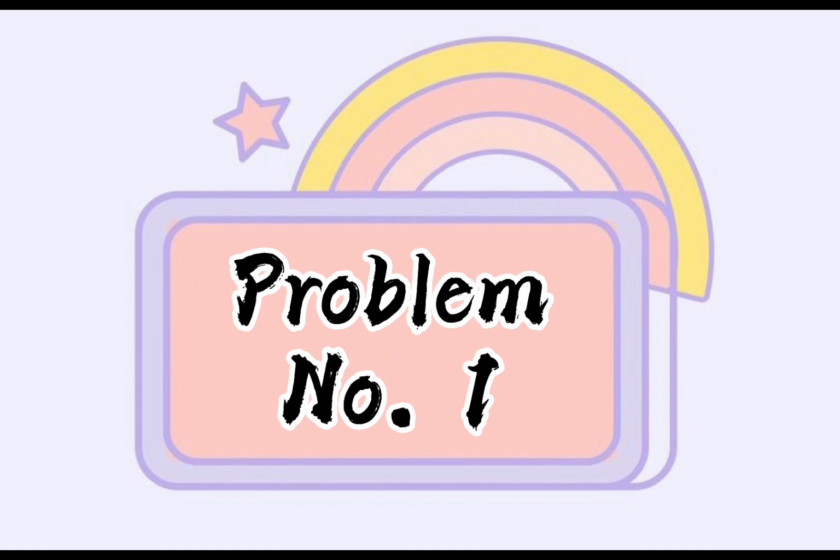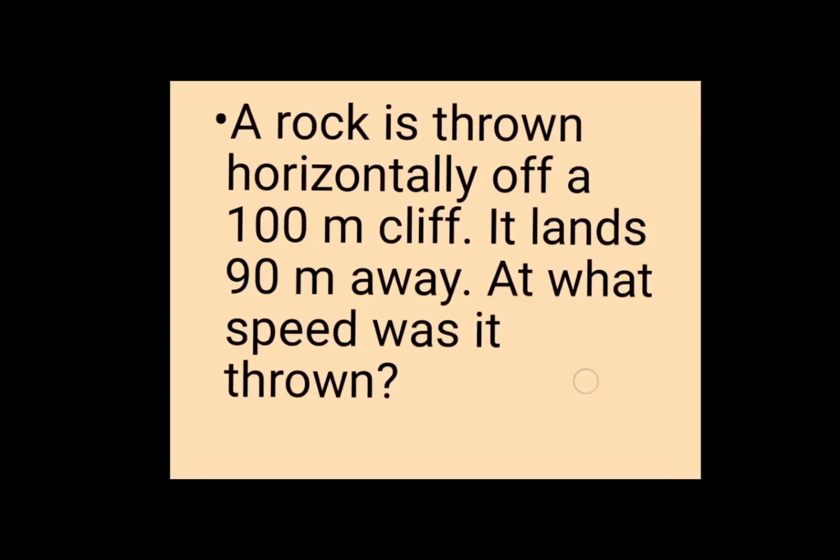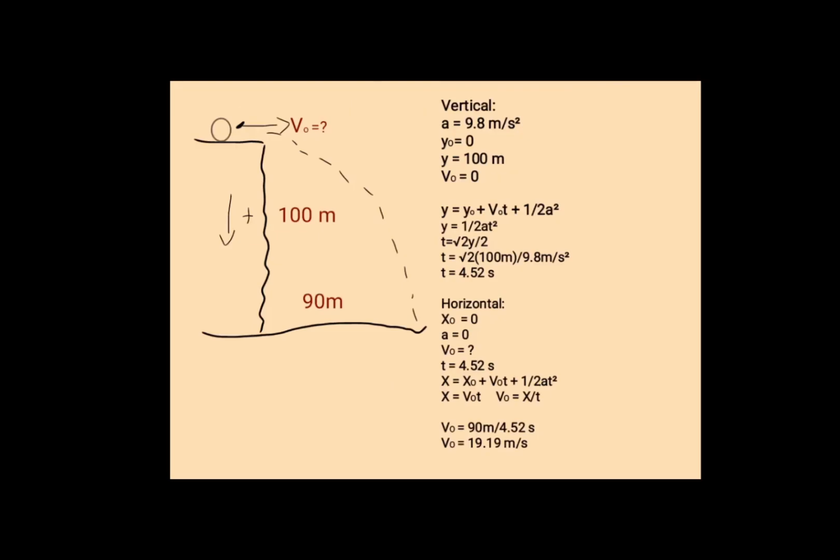Problem number 1. A rock is thrown horizontally off a 100-meter cliff. It lands 90 meters away. At what speed was it thrown? First, we need to draw a diagram based on the problem.